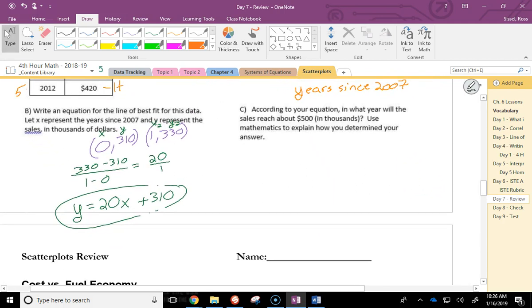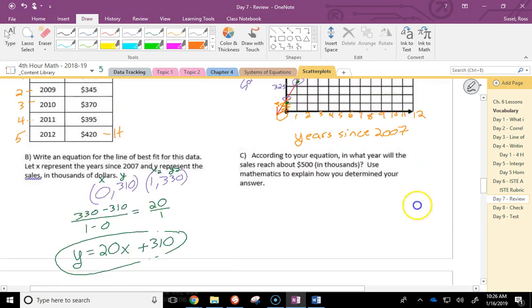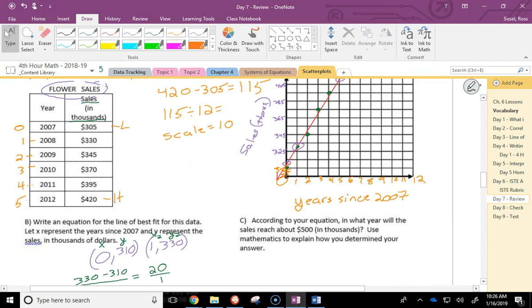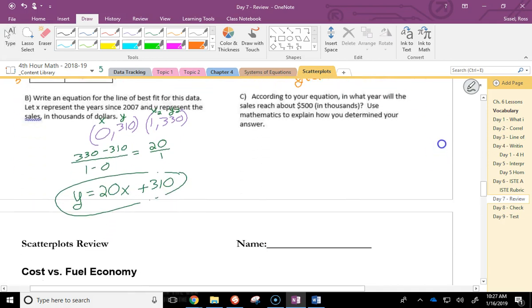According to your equation, in what year will sales reach about 500,000? Here's the trick. Sales. Is that my x or my y? Sales in thousands. Is that on my x-axis or my y-axis? Y. It's my y. In our other practice, we were always looking at the x. So on this one, instead of y equals 20x plus 310, we're going to use 500 for my y.